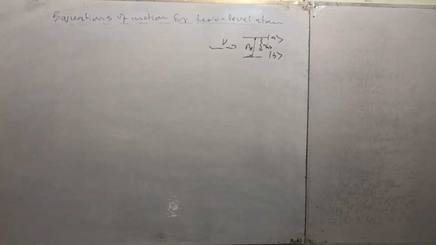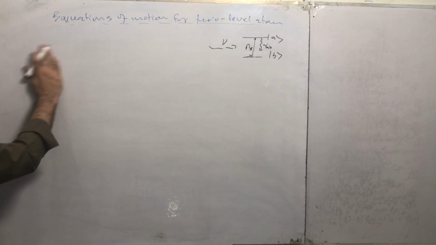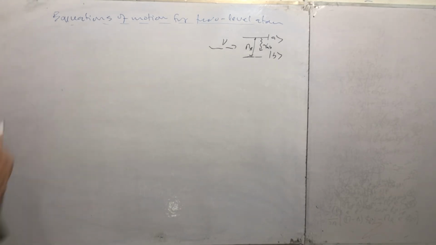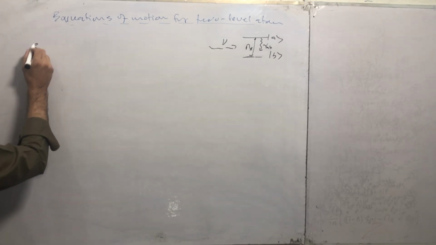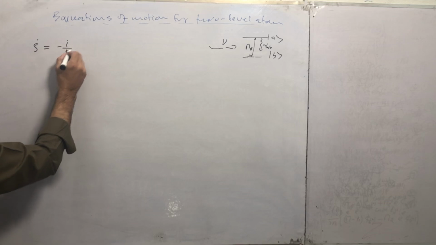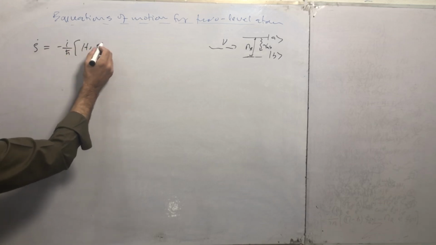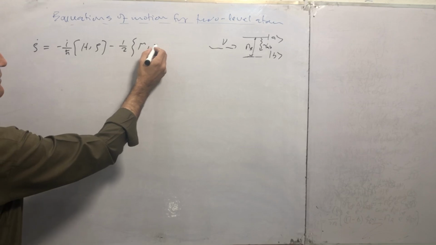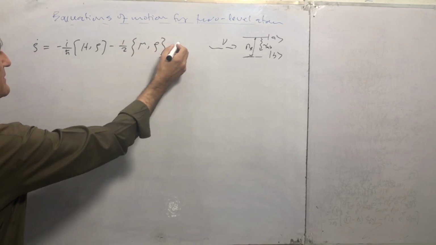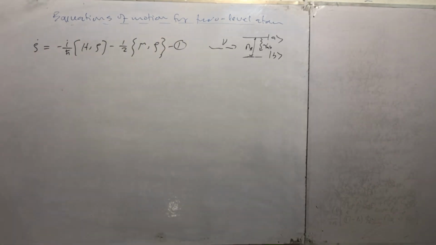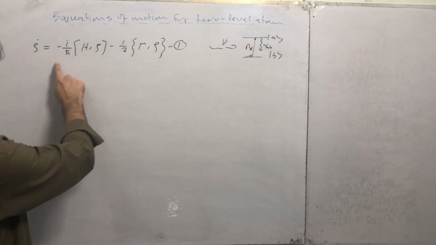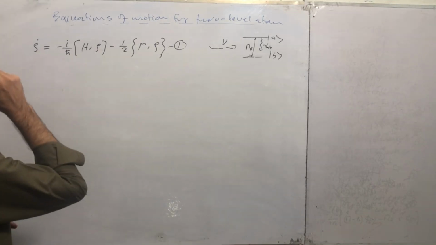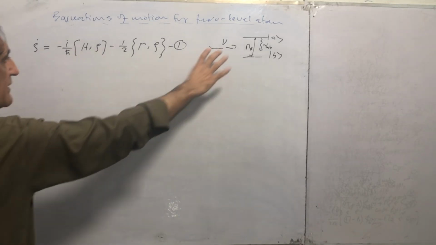And let's start from the Liouville equation, ρ dot equals minus i divided by ħ, [H, ρ], minus 1/2 {Γ, ρ}. So this is equation number 1. If you look at this equation, we must know about the Hamiltonian for this system.